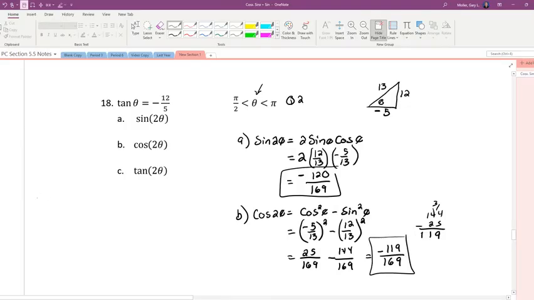And then part C, I'll do over here. The tangent of 2 theta. All right, this is the one I don't have memorized. I think I could be close if I tried, but I don't need it because I can do sine of 2 theta over the cosine of 2 theta. And so that brings me to negative 120 over 169 divided by negative 119 over 169, which, little magic here, gives me 120 over 119.